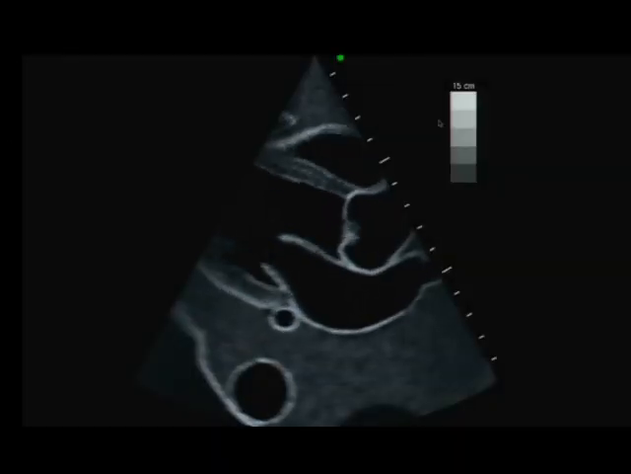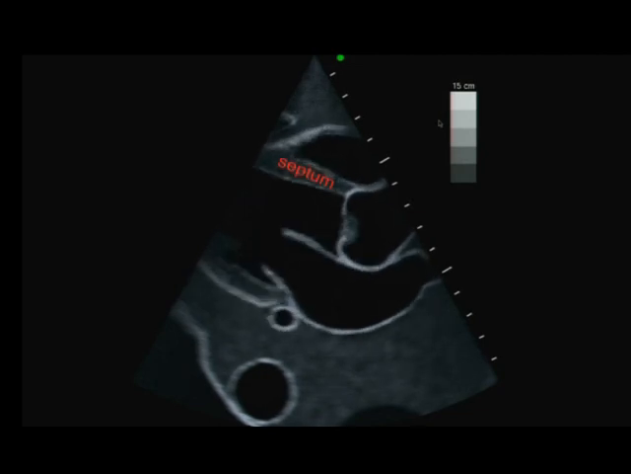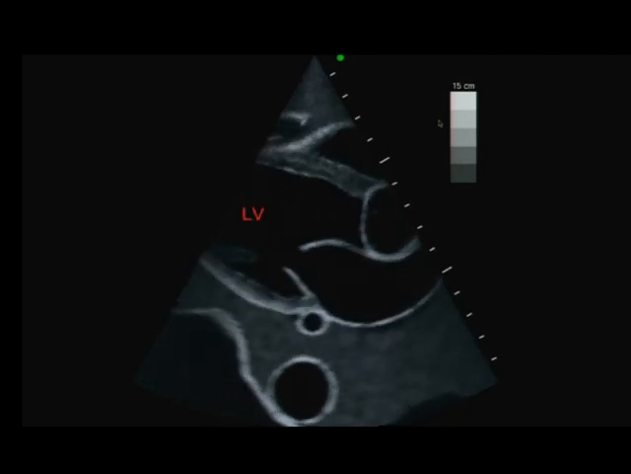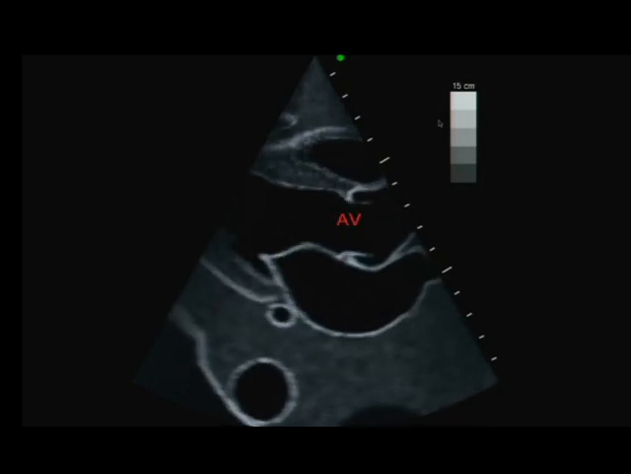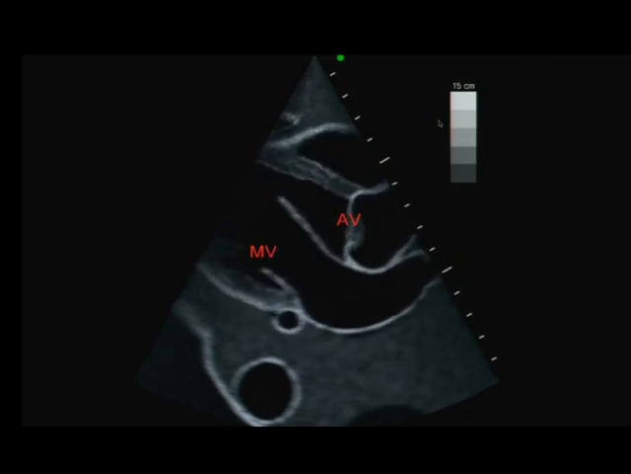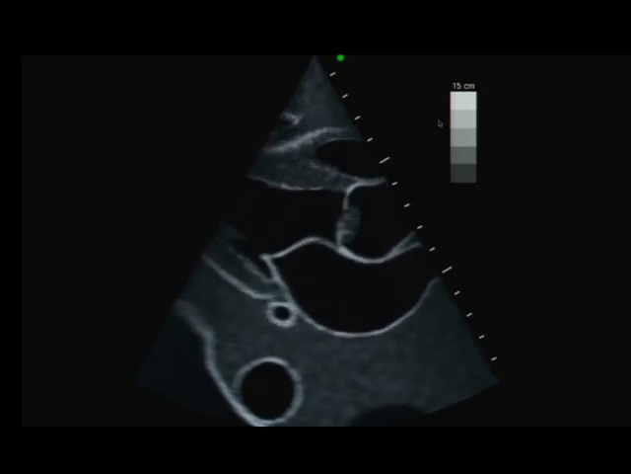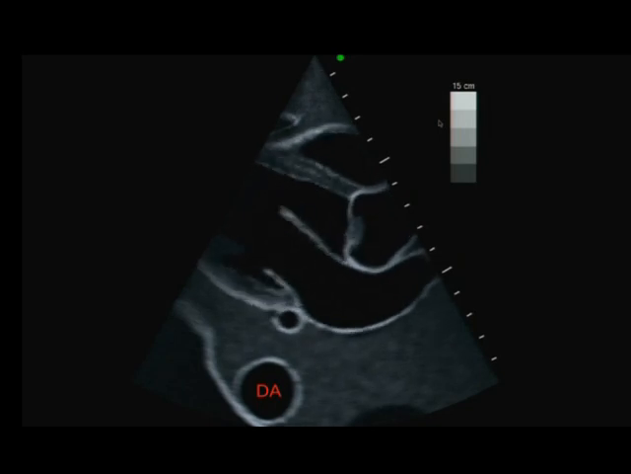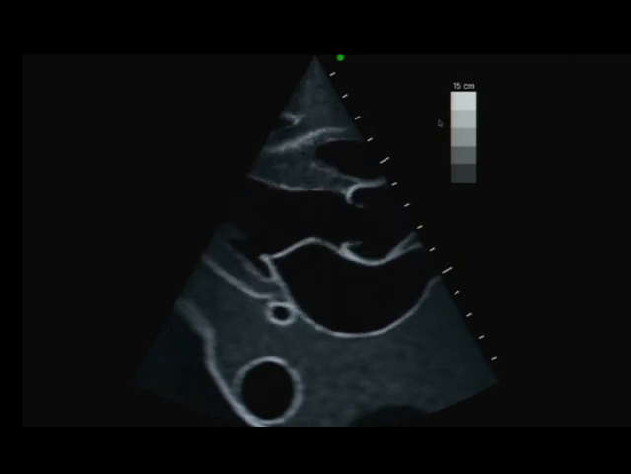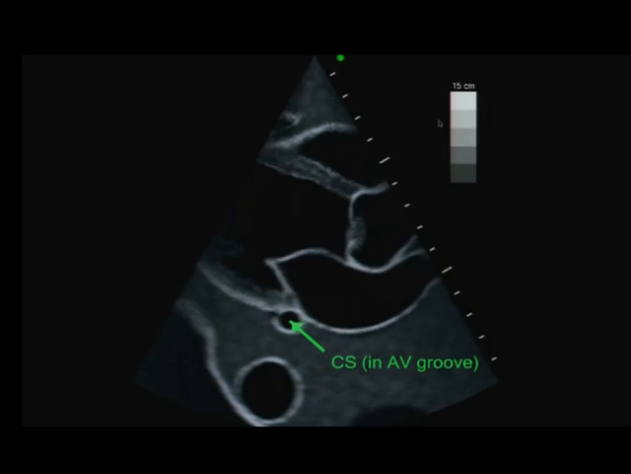In this parasternal long axis view, you should see the right ventricular outflow tract at the top, the interventricular septum, underneath that the left ventricle. The valves in view are the aortic valve and the mitral valve. Next to the mitral valve, the left atrium. At the bottom left hand, you see the descending thoracic aorta. The small circular structure at the rim of the left atrium and left ventricle is the coronary sinus.